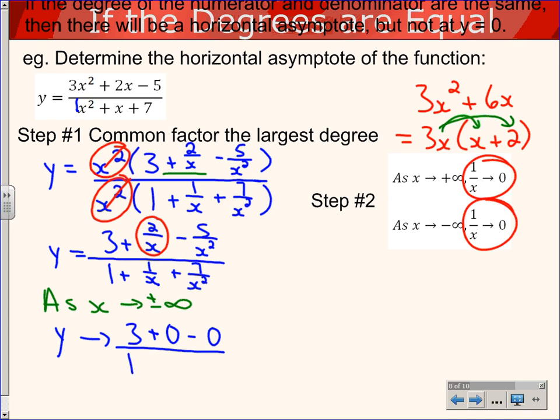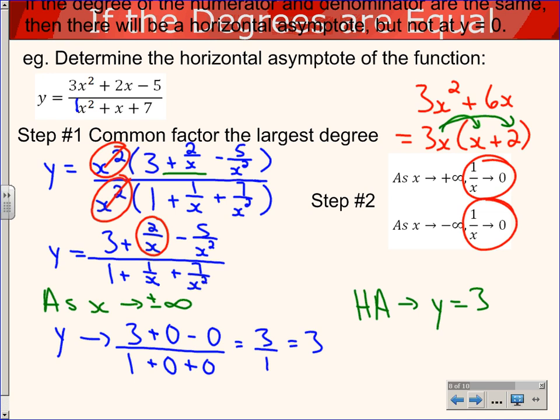On the bottom, the 1 is still there. 1 over x gets really close to 0 because x is getting really, really big. 7 over x squared gets really, really close to 0. And so in the end, y is getting really, really close to 3. So the horizontal asymptote for this one is y equals 3. And that's how we can show it using the idea of a limit. What happens as x gets really, really big?